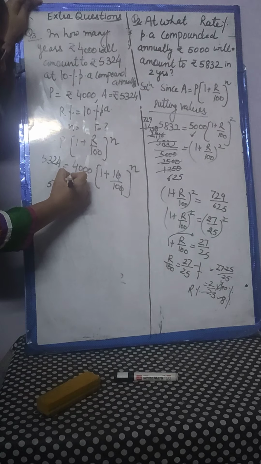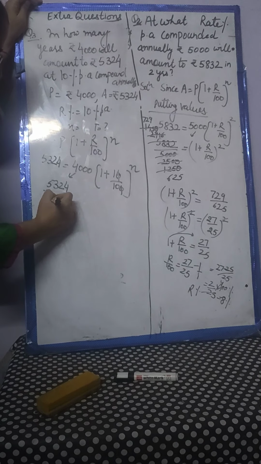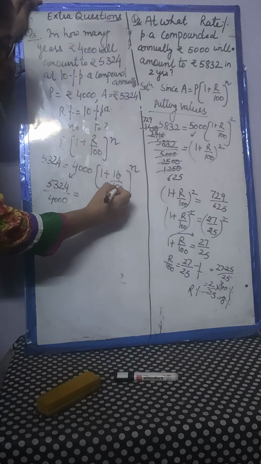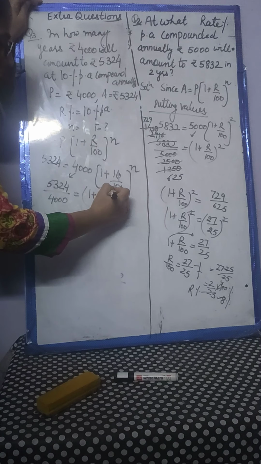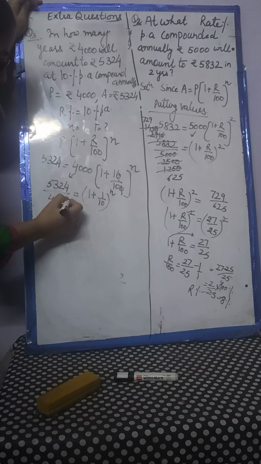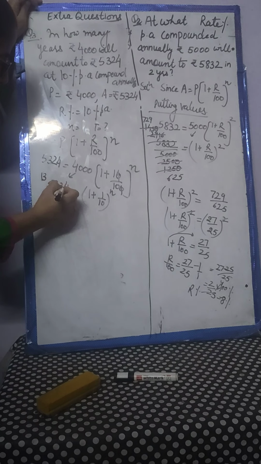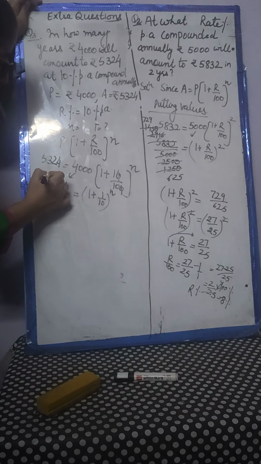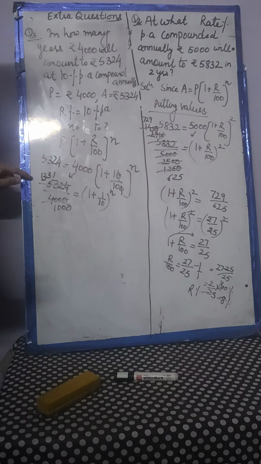5,324 I am bringing to this side. 5,324 upon 4,000 is equal to 1 plus 1 by 10 whole raised to power n. Now cancel it. I am cancelling with 4. 4 ones are 4, 4 threes are 12, 1 here. So we have reached 1331 upon 1000.